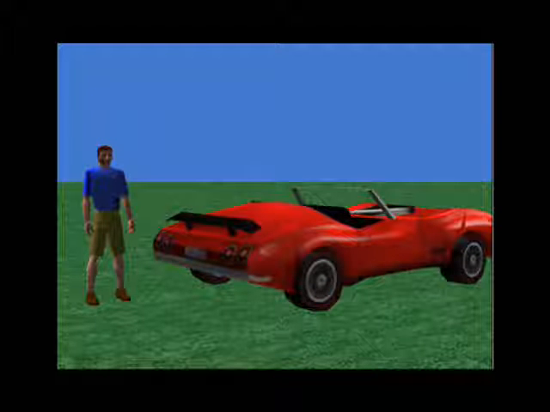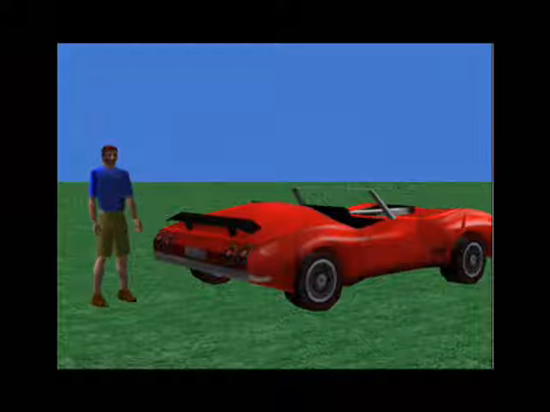Today we're going to look at the forces acting on a car as it's sitting here and as we go for a drive. So let's get going.